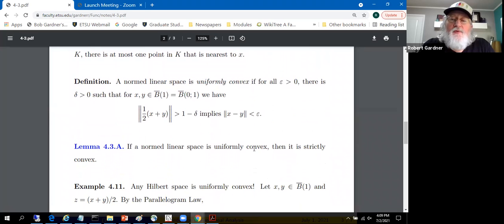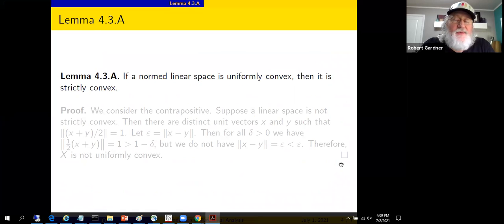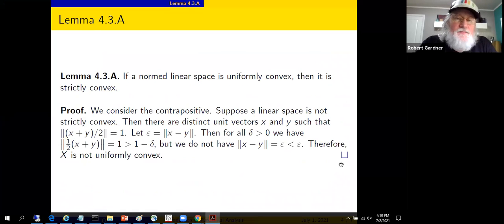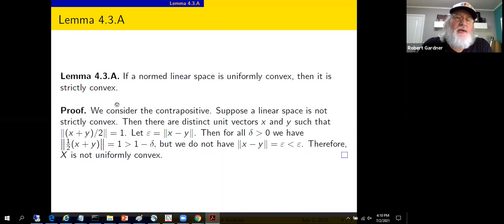All right, uniformly convex implies strictly convex. Let's look at a proof. Actually, let's look at a proof of the contrapositive. So instead of showing uniformly convex implies strictly convex, we're going to consider the contrapositive and show that not strictly convex implies not uniformly convex.